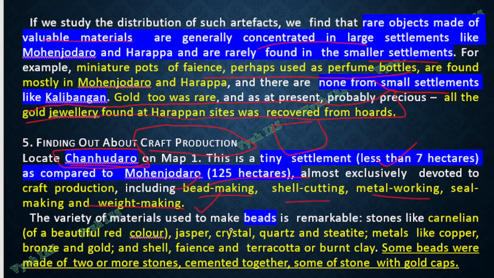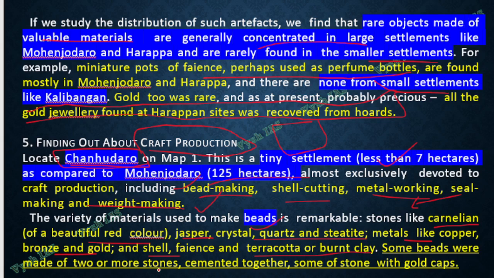The variety of materials used to make beads is remarkable. Stones like carnelian, one more term, a beautiful red stone. Then jasper, which I already told you is a precious stone. Crystal, quartz, then steatite, from which you make the seal. Then metals like copper, bronze, gold, and shell, faience, terracotta, burnt clay. All these were known to the Harappans. At least that you should know, because that is what UPSC will ask: which of the following metals or minerals were known to the Harappans, which they used for craft production. So these are the answers.